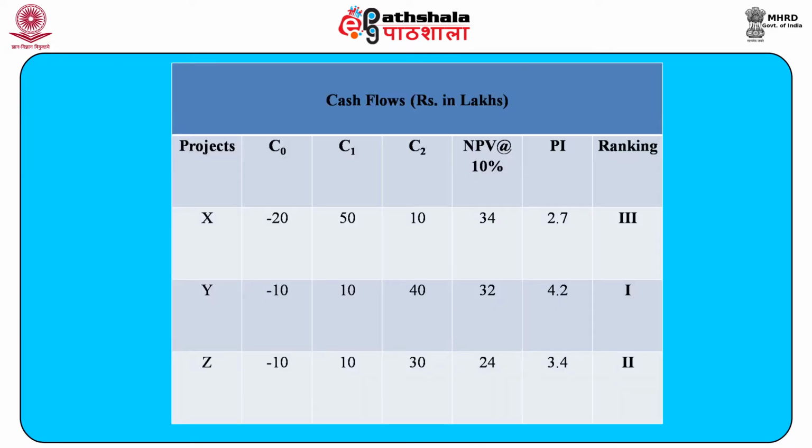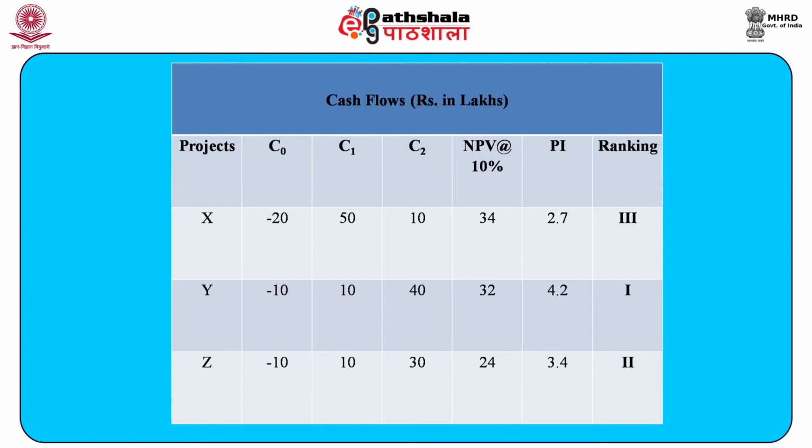Profitability index, PI, is equal to present value of cash inflows upon present value of cash outflows, or profitability index PI is equal to net present value NPV upon investment. Let us look at our example once again and try to figure out the profitability index for all the projects. The profitability index of the three projects is 2.7, 4.2 and 3.4.